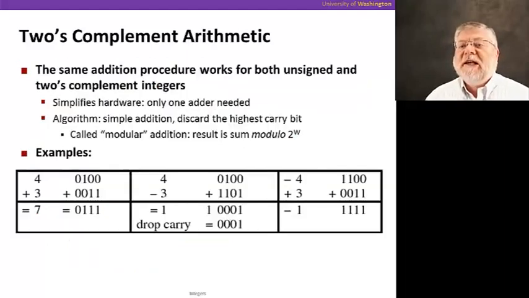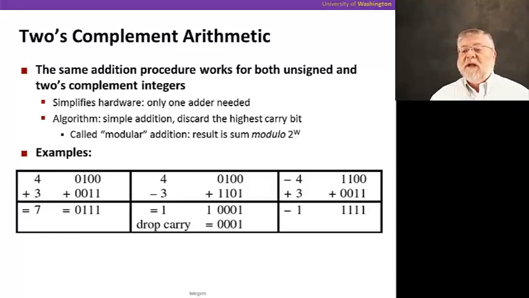Okay, so let's take a look at 2's complement arithmetic in some more detail. What's nice about 2's complement is the same addition procedure now works for both unsigned and 2's complement integers, so we only have to build one kind of adder in our processors. Let's take a look at the example 4 plus 3. Here we have the positive number 4, the positive number 3. We do a straight addition and we get a result of 7.